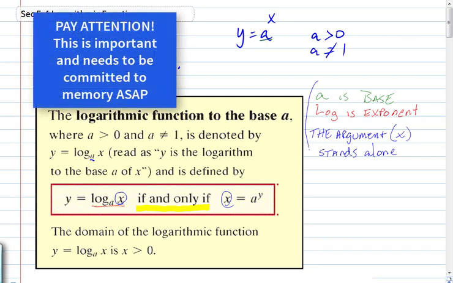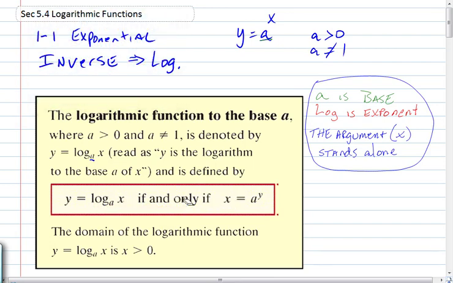All of this is designed to help you see how the parts of the log relate to the parts of the exponent. So the base of the log is the base of the exponent when we rewrite a log as an exponent. Whatever the log is equal to is the exponent, and the argument of the log stands alone.